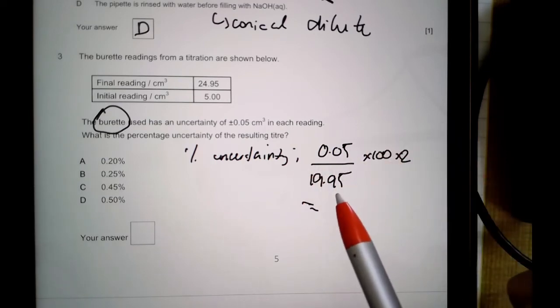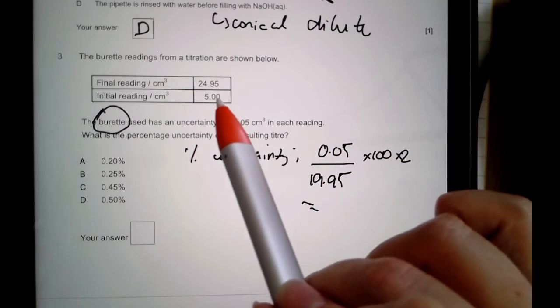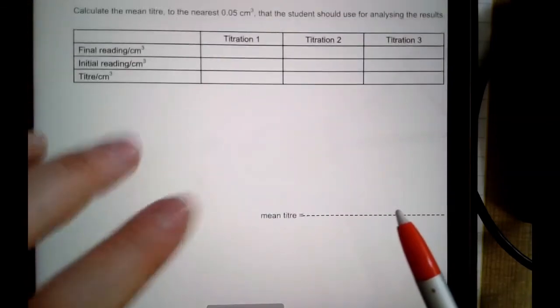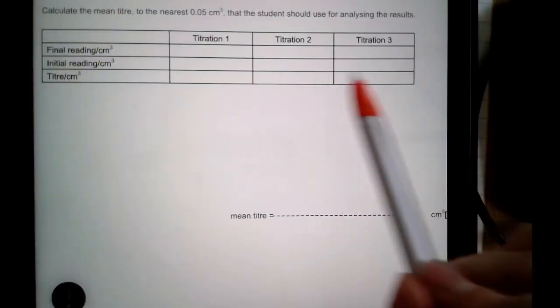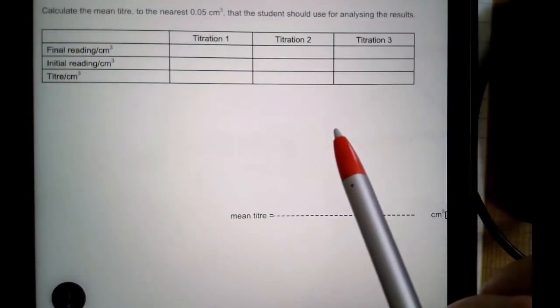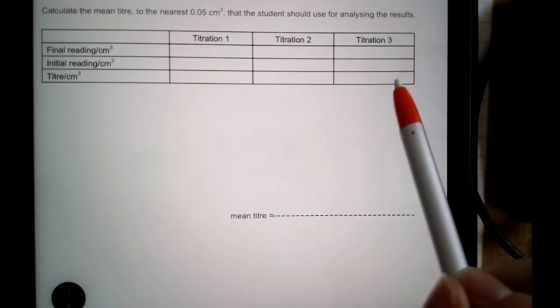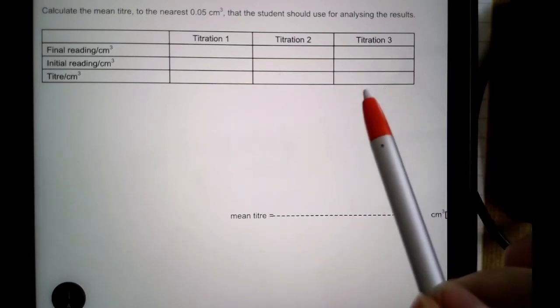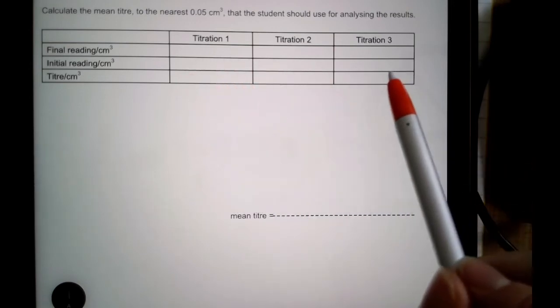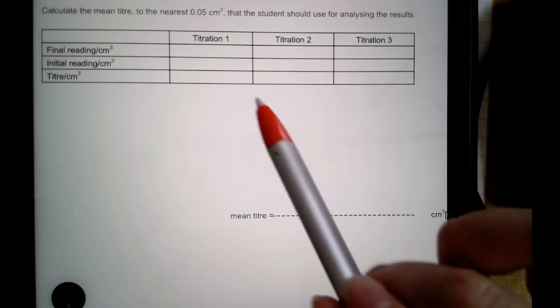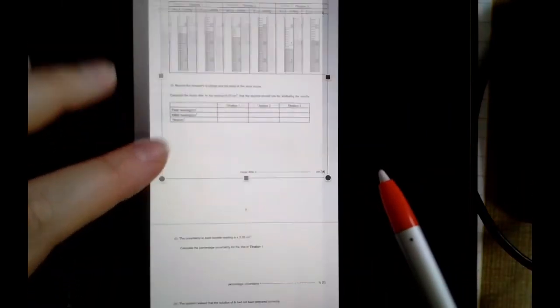The other thing to note with these questions is here it's pretty obvious. I just work out what the titer is, and that's the volume I'm going to plug in down here. Often they give you data where you've got multiple titers, titration 1, 2, and 3. If they ask you for the percentage uncertainty and they don't specify which titration to use, you can use any of the 3. You don't have to use the mean, you don't have to just use the concordant one. You'll see in the mark scheme at the back, unless they've specified which one they want you to use, they'll accept any of the volumes from any of the titrations.